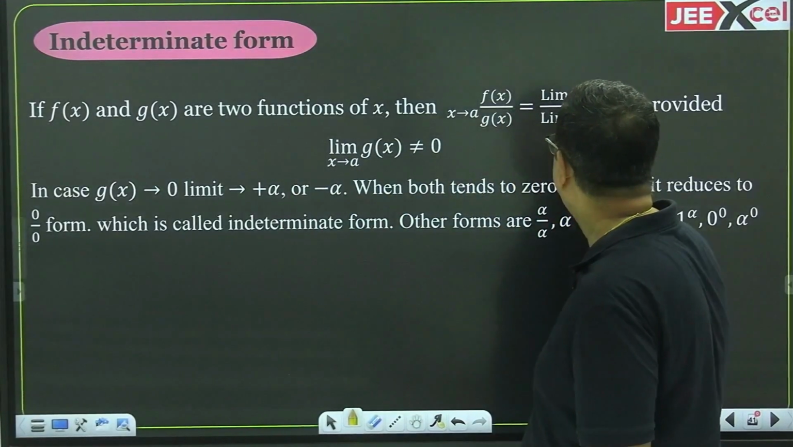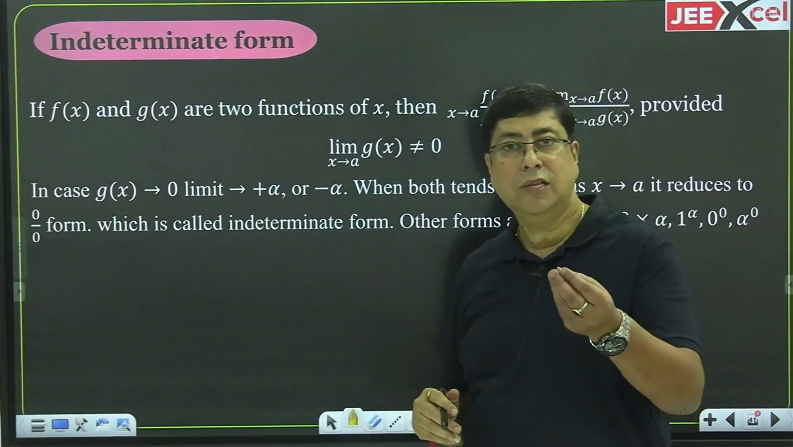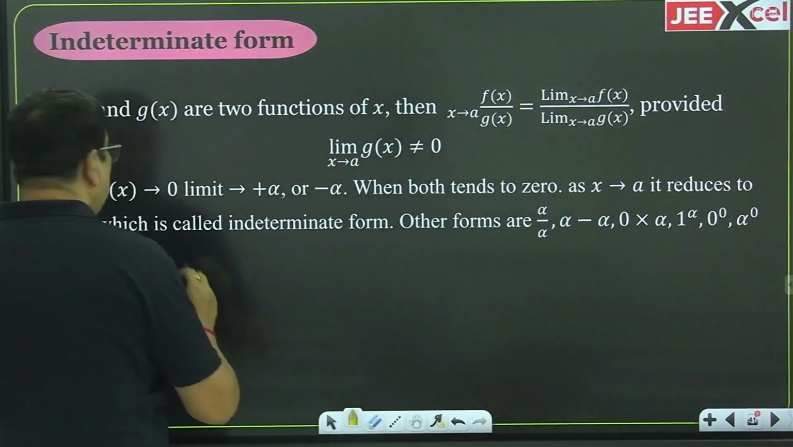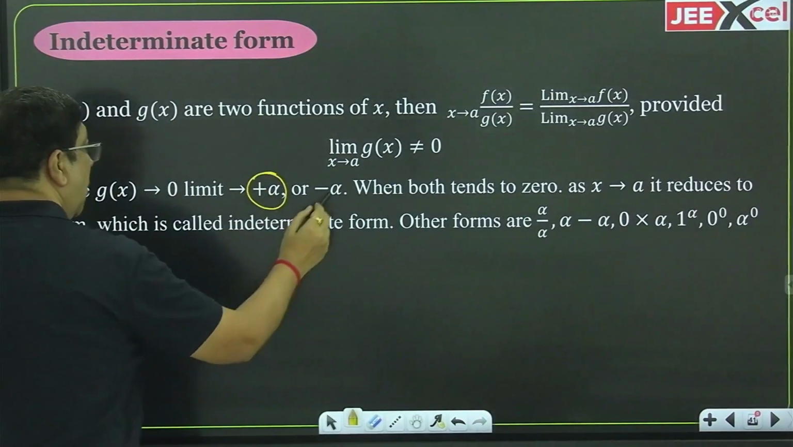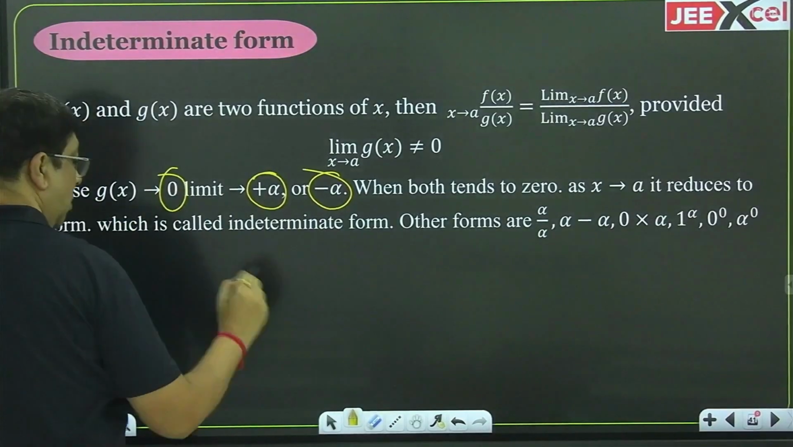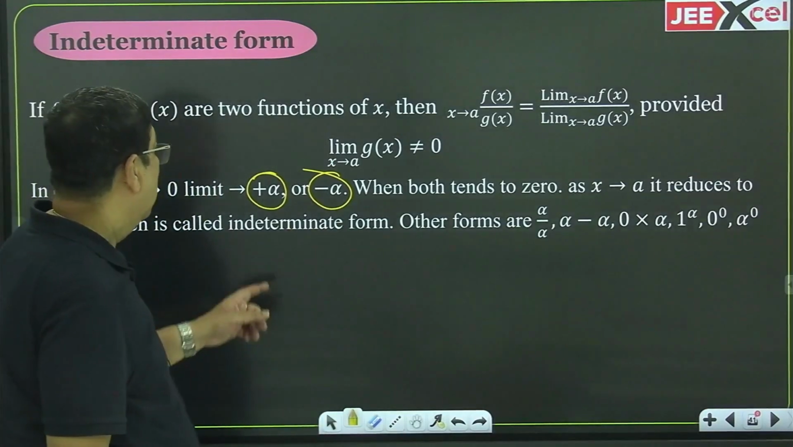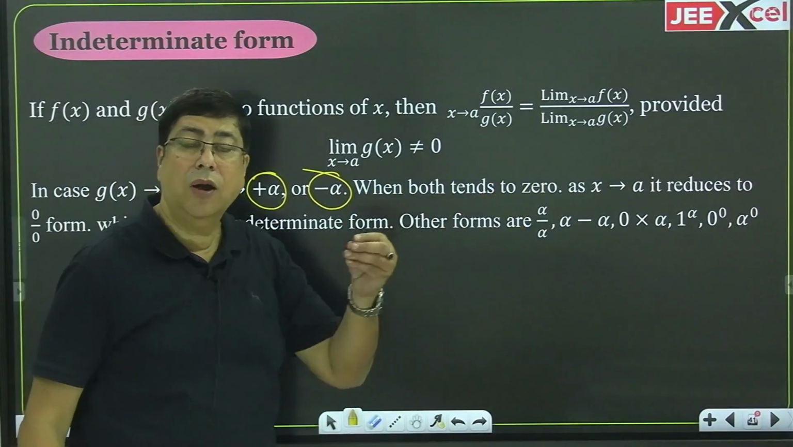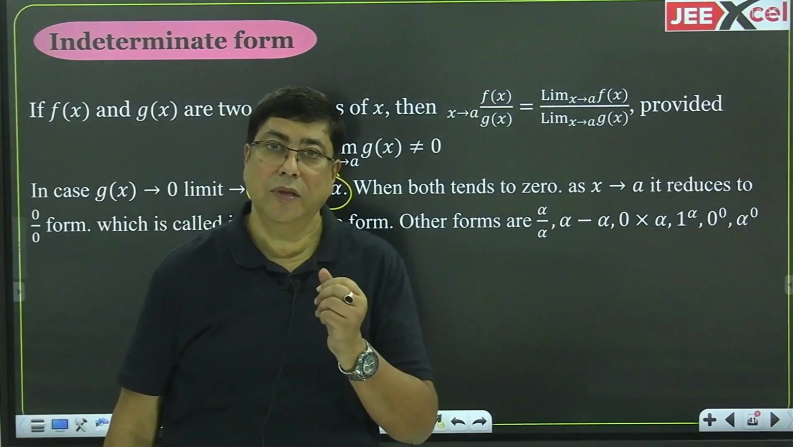Okay, so if f(x) and g(x) are two functions of x, then limit x tends to a of f(x) by g(x) equals their limit provided the denominator is not 0. We can insert the limit. Understand this. Now if the denominator is coming 0, then we are getting either plus infinity or minus infinity.